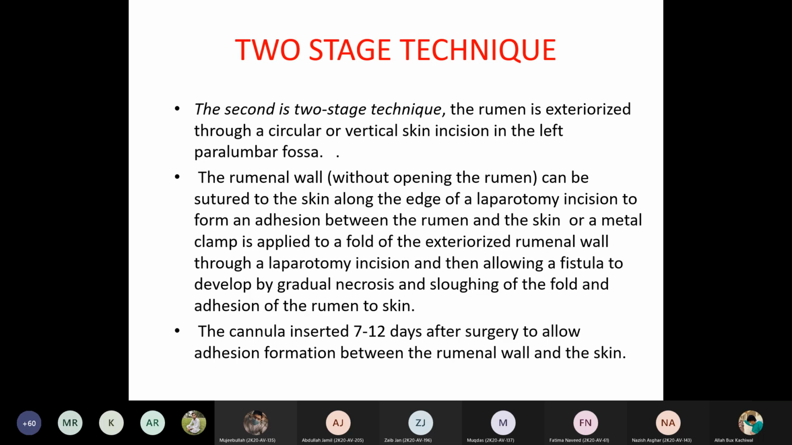The second is a 2-stage technique. The rumen is exteriorized through a circular or vertical incision in the left paralumbar fossa.